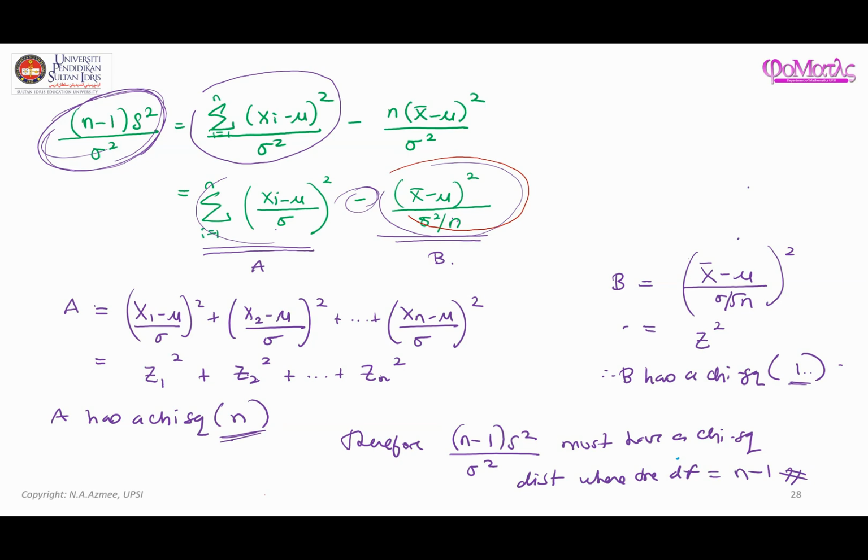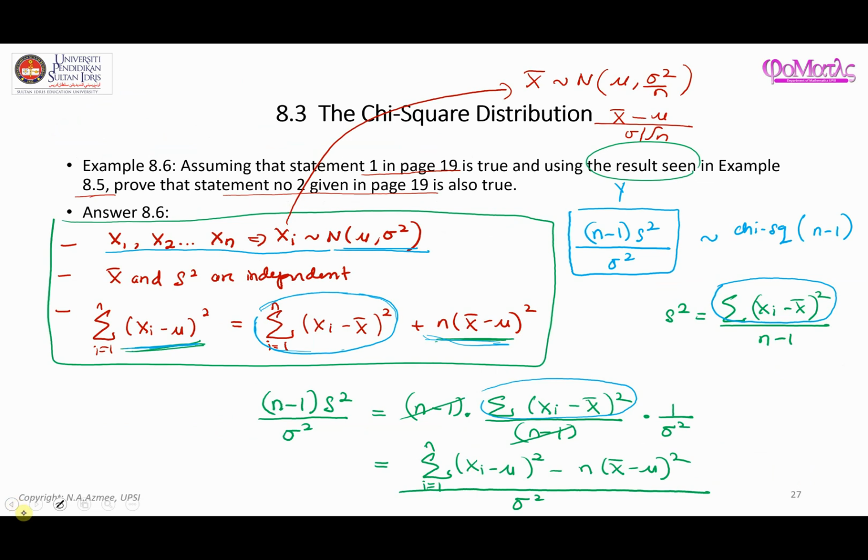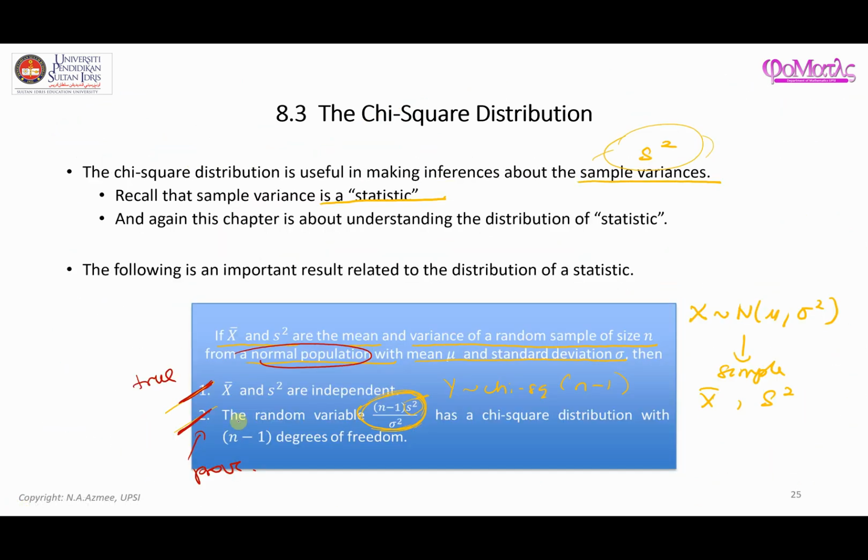So basically that is how you can roughly understand why the statement given here is true. So this one here has a chi-square distribution with n minus 1 degrees of freedom.